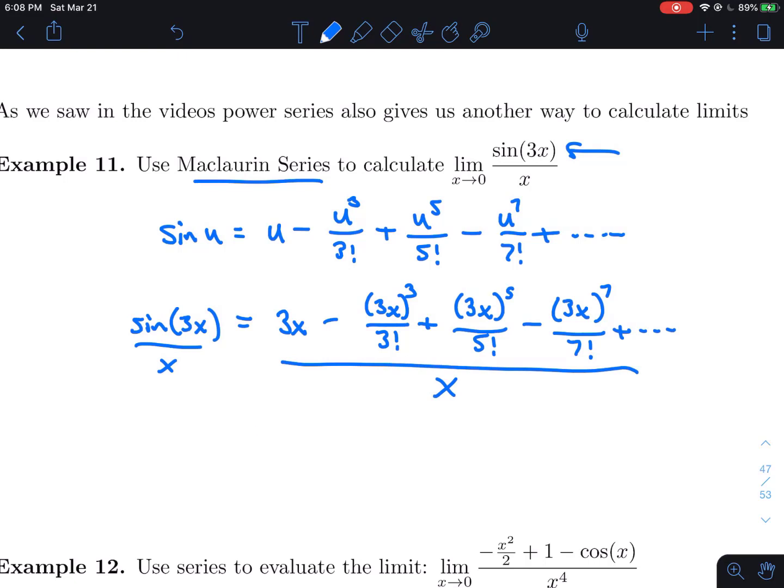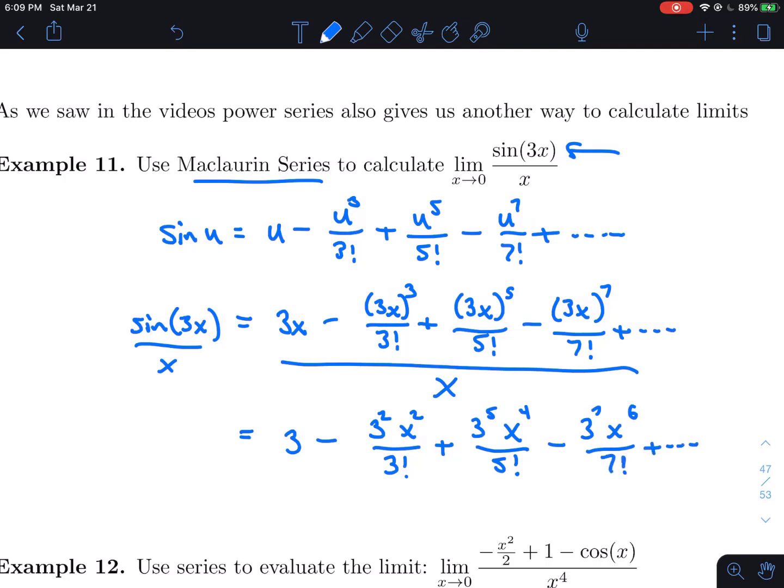And of course, when we do this, we can go ahead and simplify here. We're going to have 3, and let's see, we're going to have 3 cubed, and then one of the x's cancel, right? We're going to have x squared divided by 3 factorial. And then next up, we're going to have 3 to the fifth. One of the x's cancel, so we're going to have x to the fourth divided by 5 factorial. Then we're going to have 3 to the seventh times x to the sixth divided by 7 factorial, so on and so forth.